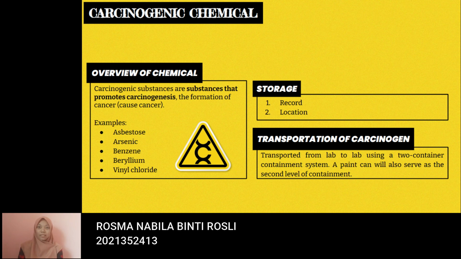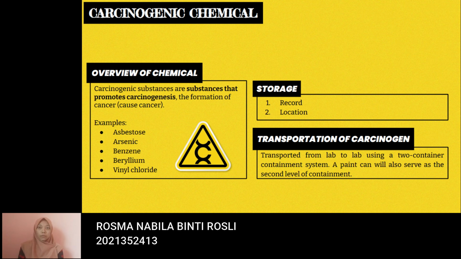The last one is carcinogenic substances. Carcinogenic substances are substances that promote carcinogenesis, the formation of cancer, or in other words, carcinogens are chemicals that can cause cancer. Examples of carcinogenic substances are asbestos, arsenic, benzene, beryllium, vinyl chloride, and many more.